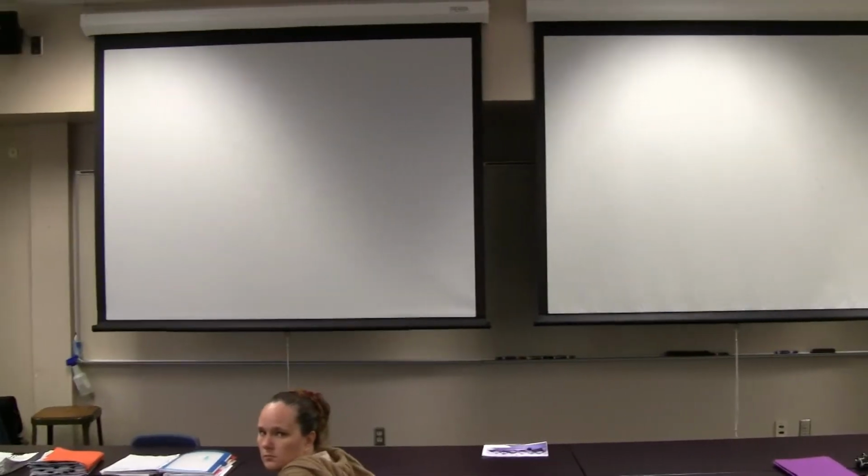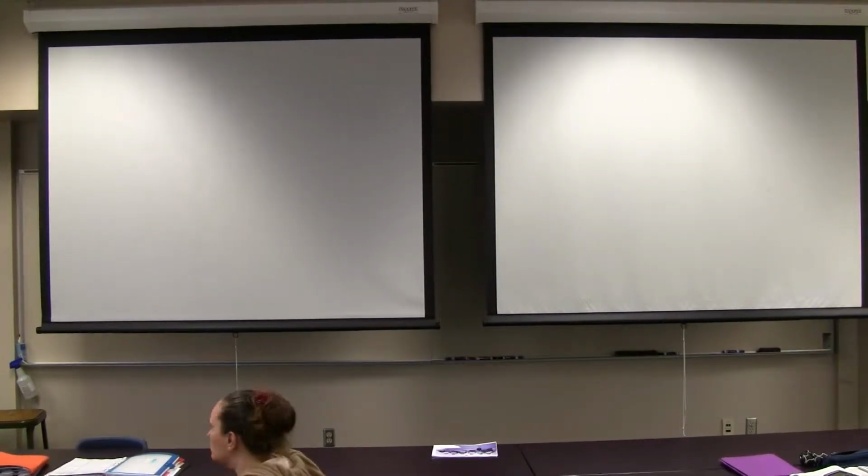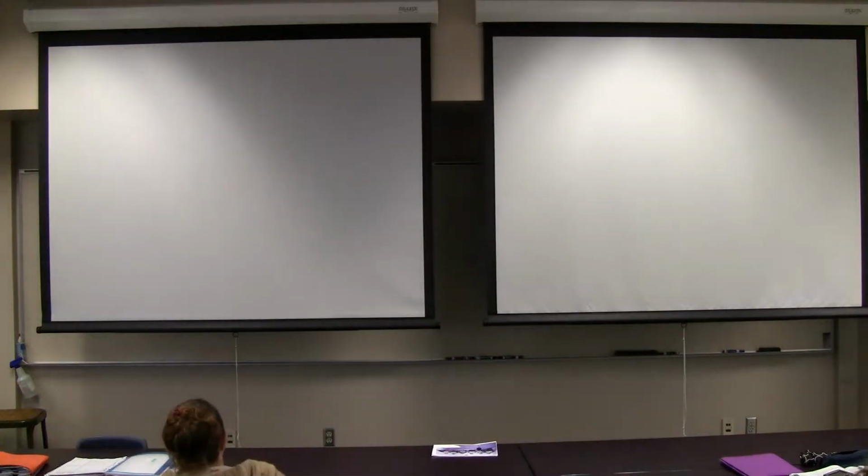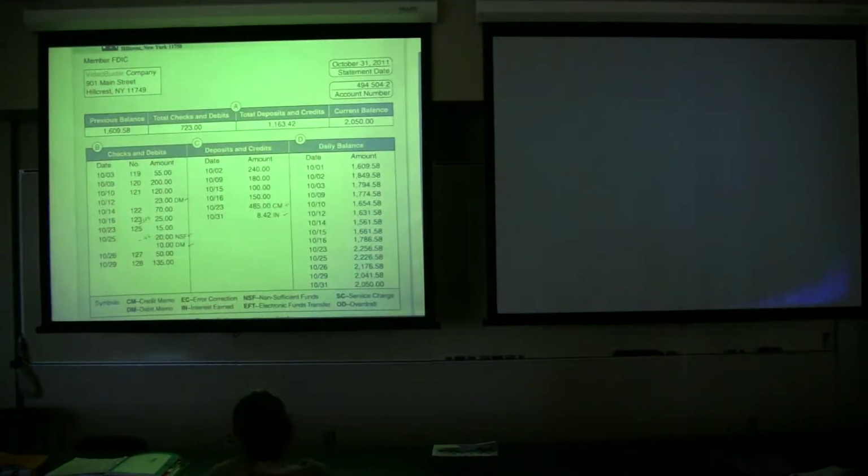So I'll turn this back on. So what you do is every month you get a bank statement. Okay? This is what the bank statement looks like. Okay, this is an example of a bank statement. And what you have here now is your bank statement looks something like this.